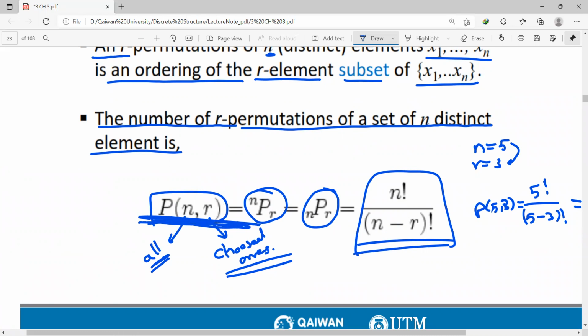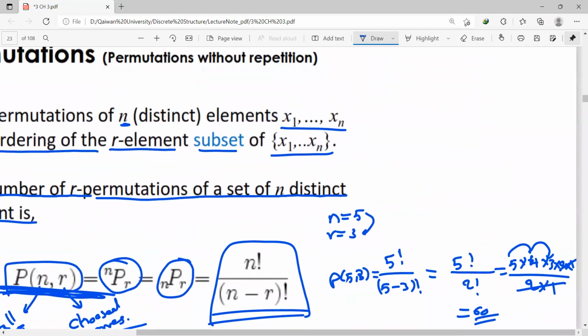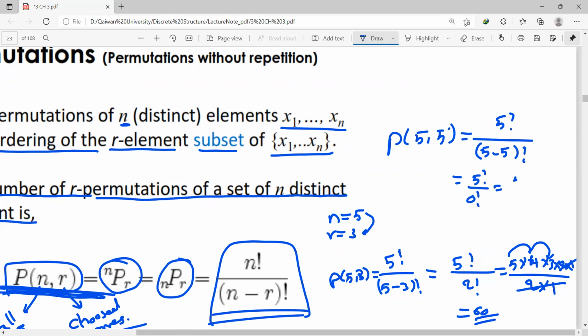They could be equal. It's okay. For example, permutation 5 of 5. It could be equal. We say 5 factorial dividing by 5 minus 5 factorial. We say n minus r. n and r are both 5. And we say it equals 5 factorial dividing by 0 factorial. And we said 0 factorial is 1, which is 5 factorial over 1, and 5 factorial is 120. Okay, 5 times 4 times 3 times 2 times 1 is 120.